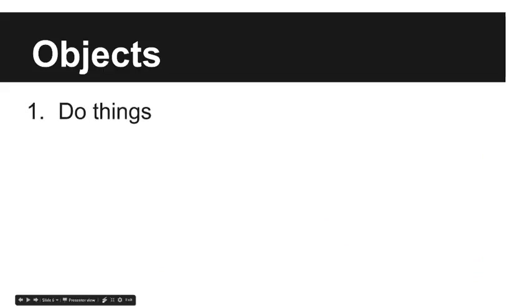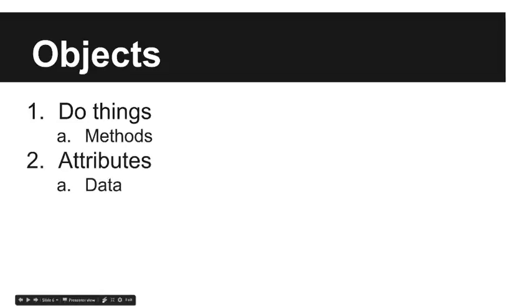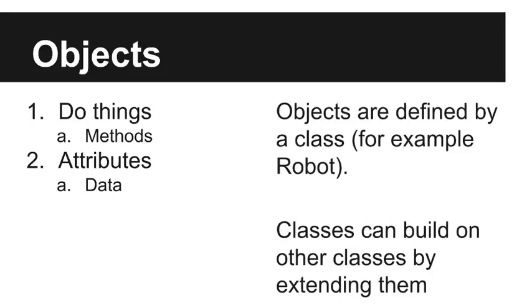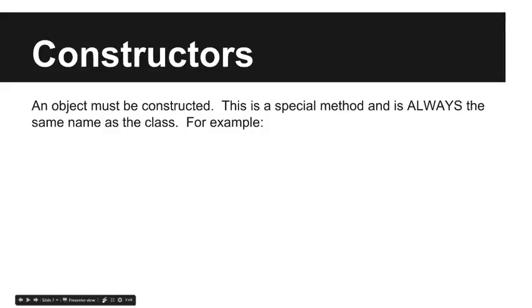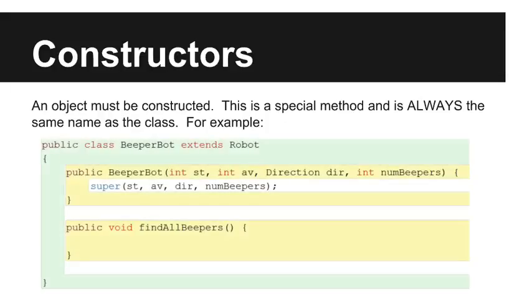Alright, so we talked about objects from the beginning. Again, they have the ability to do things, which are methods, and they have attributes, which are data, often variables. Alright, and so we define them by a class, and then we can build on other classes by extending them. A constructor, so we have to specify a constructor. It's always going to be the same thing as the class. In this case, it would look like this.